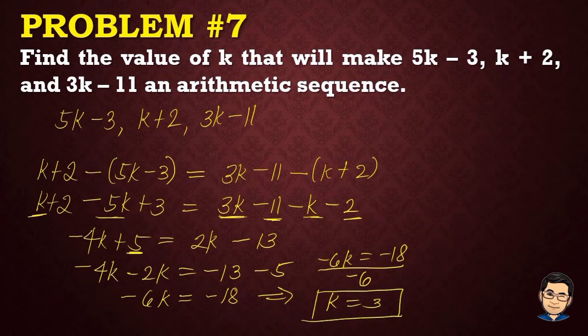So, ang gagawin natin ngayon is substitute natin yung value of k na 3 dun sa ating mga terms. Okay. So, dun muna sa 5k minus 3. So, 5 times 3, that is 15, minus 3. So, yung first term natin dito is 12. Next. Dun sa k plus 2 naman. So, 3 plus 2, that is 5. Sa 3k minus 11 naman, 3 times 3, that is 9 minus 11, negative 2. So, ito yung mga terms ng arithmetic sequence, wherein yung common difference nila is negative 7.